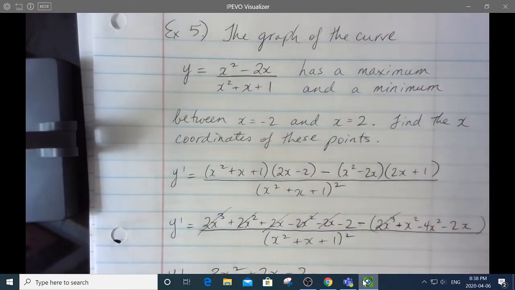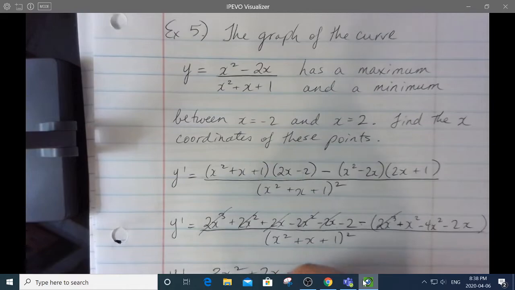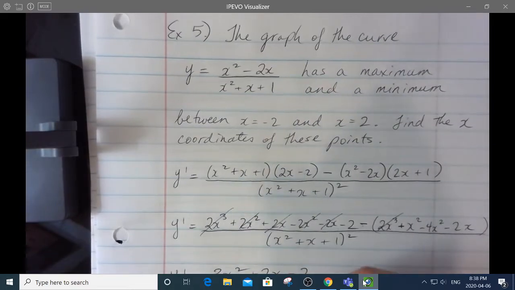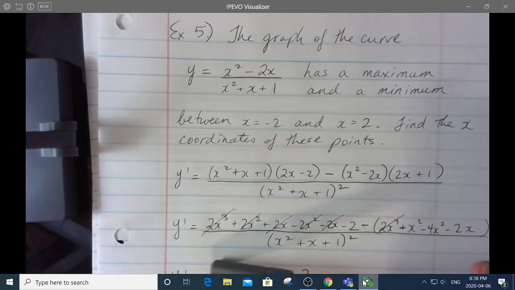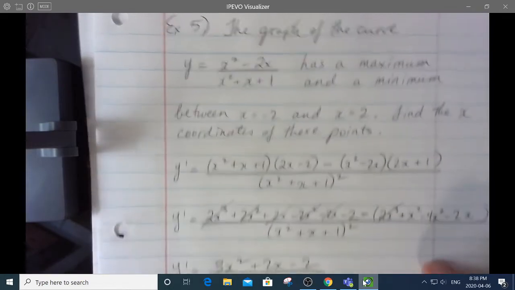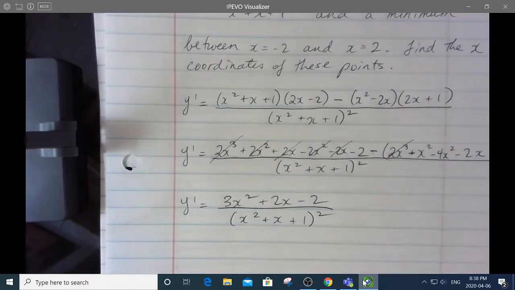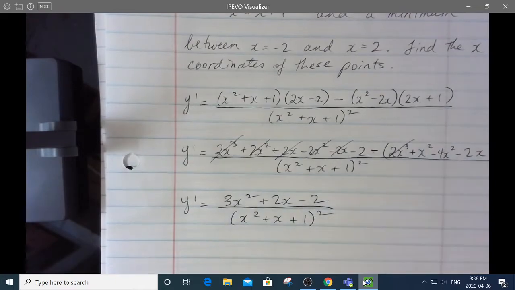And I think that took care of everything on the top. Looking at yesterday's notes, yep, that works. And then the bottom is this. I don't think the top is factorable or anything, and it certainly wouldn't cancel anything on the bottom, so I'm just going to leave it. That's my final answer for the derivative.